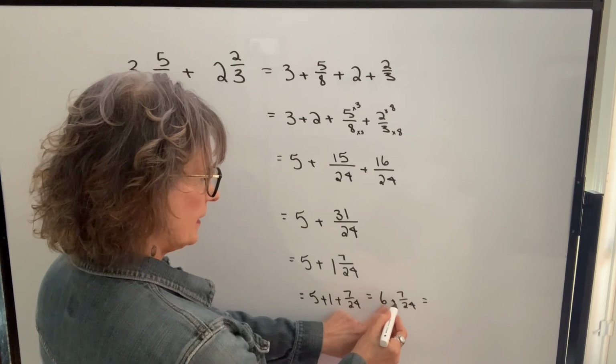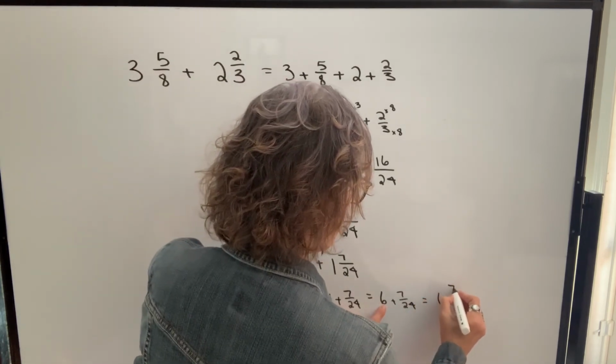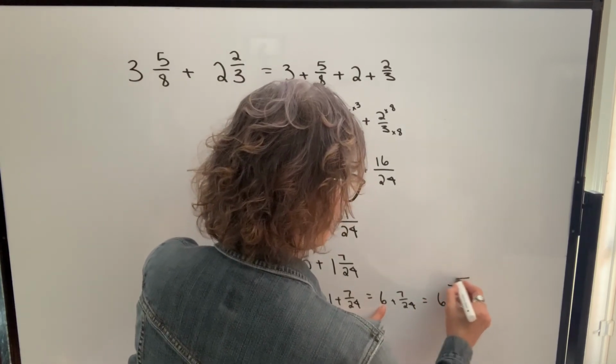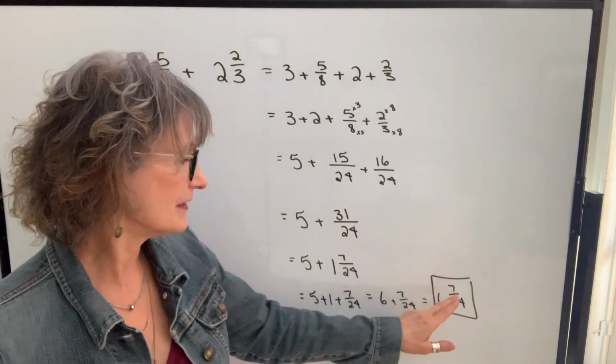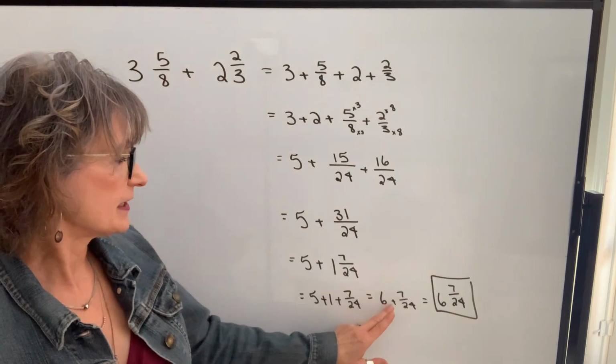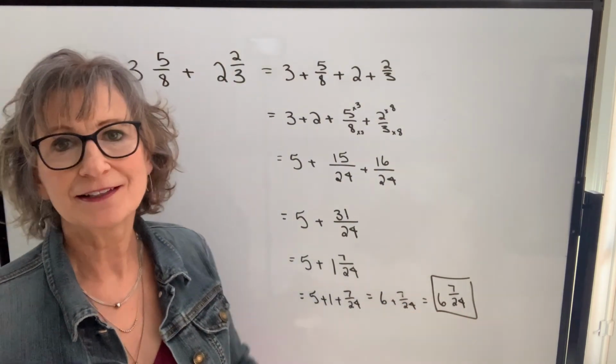And then I can get rid of my addition sign, because when we see a fraction like this, we understand that that means addition. So 6 and 7 over 24 is the same as 6 plus 7 over 24, but we write it like this.